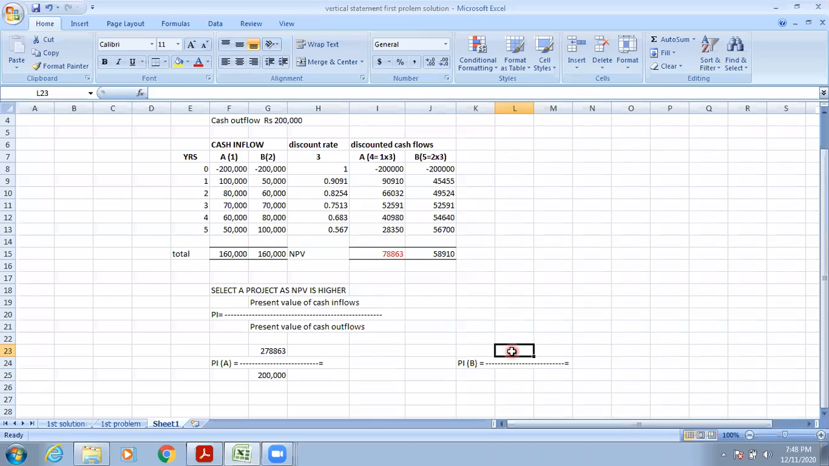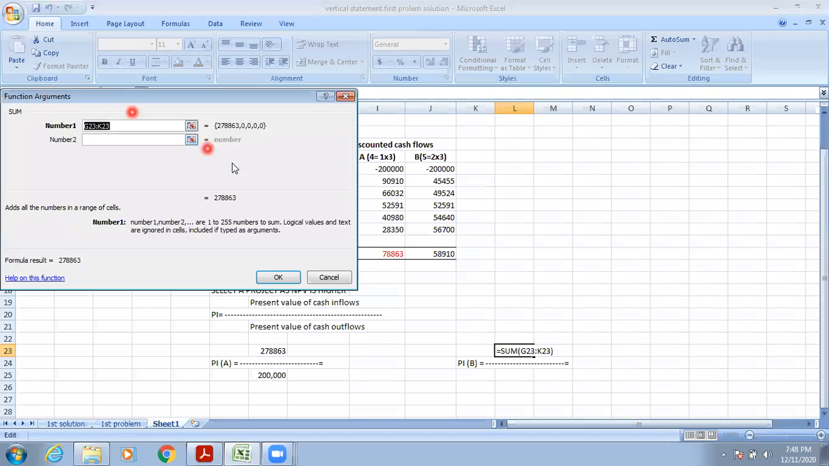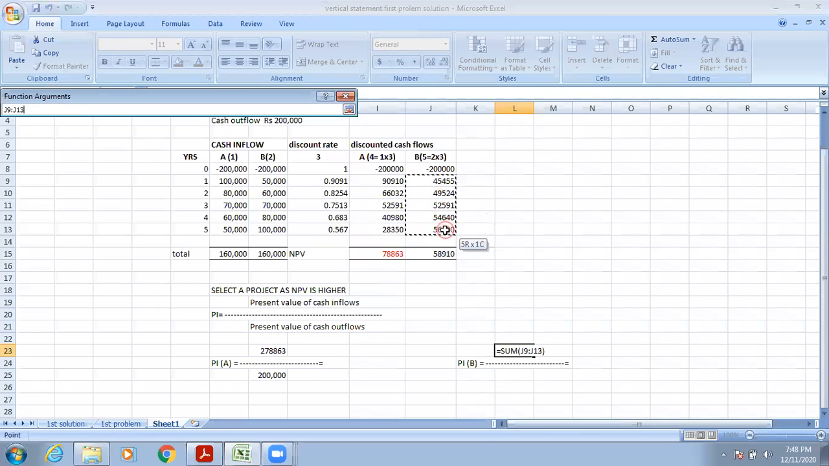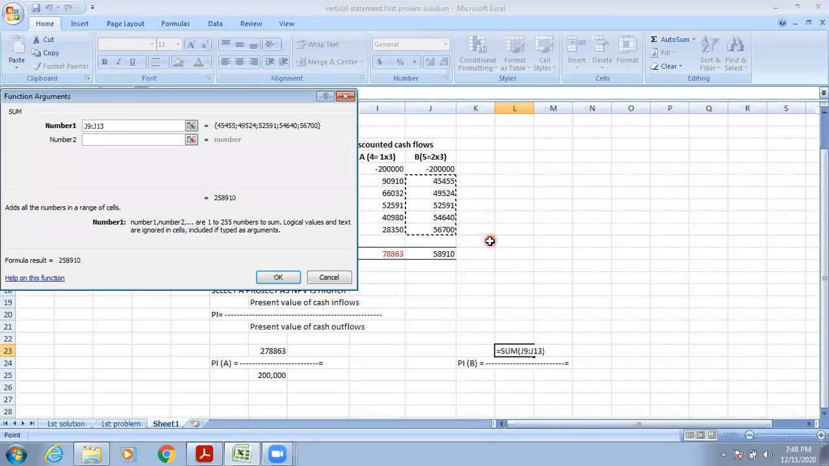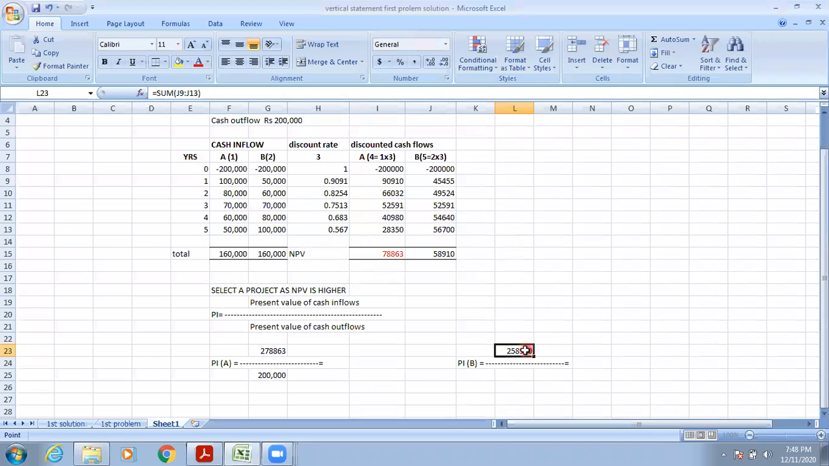Calculate. For B also we are calculating the same thing. Present value of cash inflow of B is total, right? Then present value of cash outflow is 2 lakh.